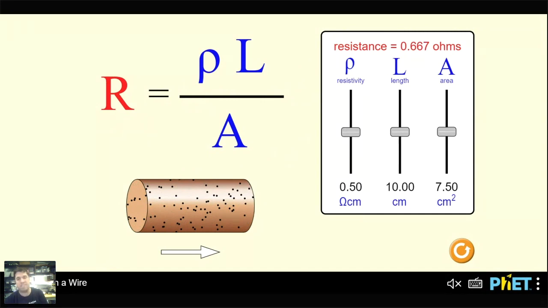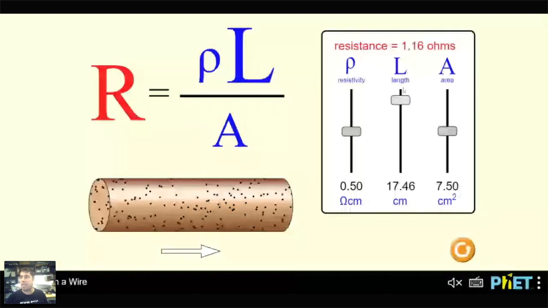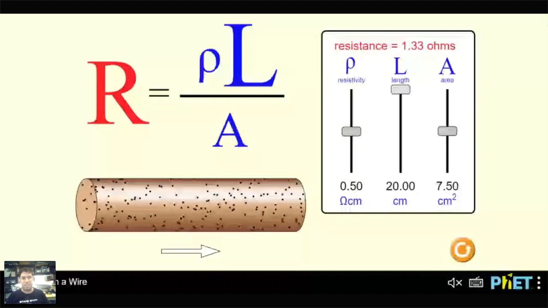So they could be asked, okay, what's the best conductor out of this list of materials? What's the worst conductor out of the list of materials? That really depends on this resistivity value. The bigger it is, the worse of a conductor it is, and the smaller it is, the better the conductor. Then the other options, length: if I crank L, make it really big, we get a really big resistance.